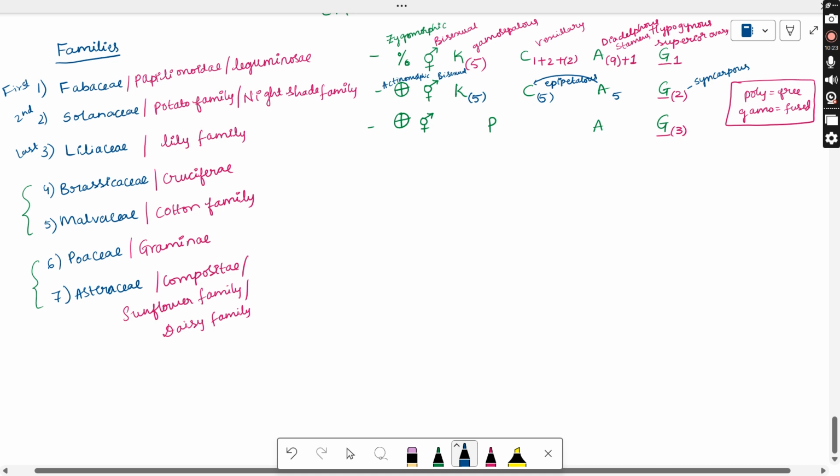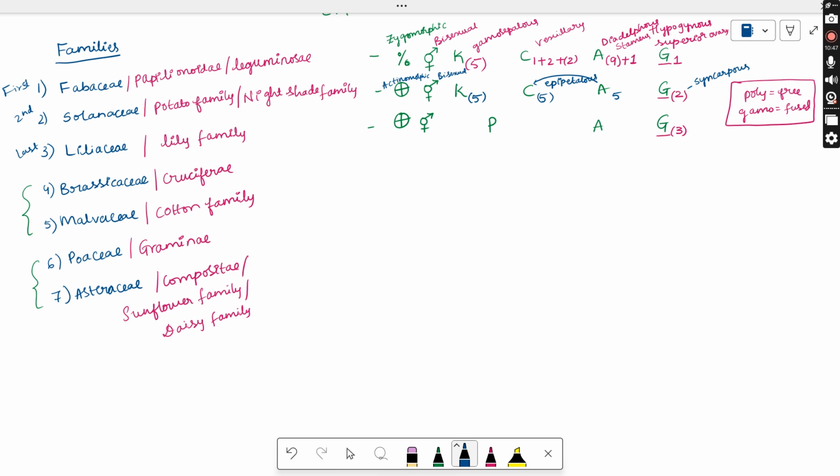So here, actinomorphic, bisexual, 5 sepals fused, so this is gamosepalous. 5 petals fused, gamopetalous. 5 stamens free, but these free stamens are attached to the corolla. That condition is epipetalous. And a hypogynous superior ovary, 2 carpels are present which are fused, that is syncarpous condition.